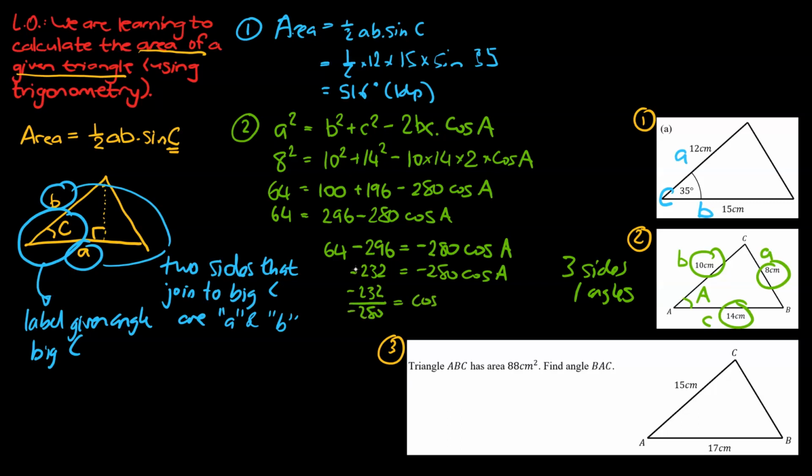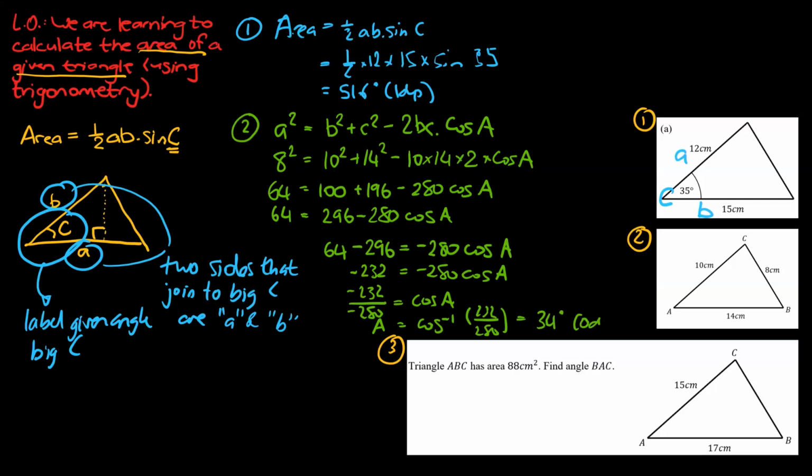That there will be equal to cos big A, which means A will be equal to the inverse cos of 232 divided by 280, which equals 34 degrees, rounded to 0 decimal points. Now that we've got that, I've cleared all my cosine working, we can get back into our area formula that we're trying to learn. So that angle there is 34 degrees.